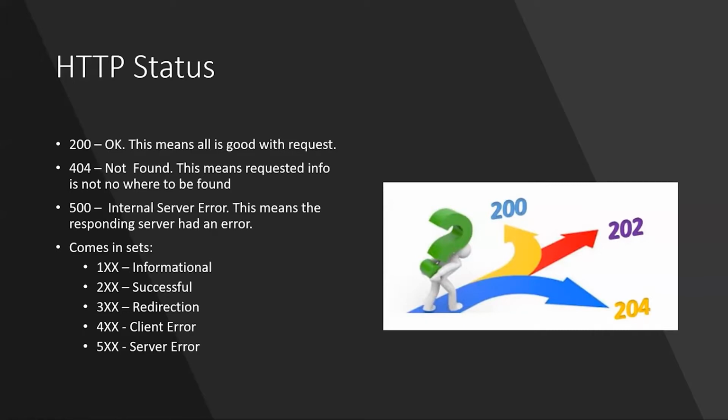So a 200 status means all is good, all is well. The API accepted the request. It ran the function as intended, and it has your data for you if it's a data request, if you're requesting data.